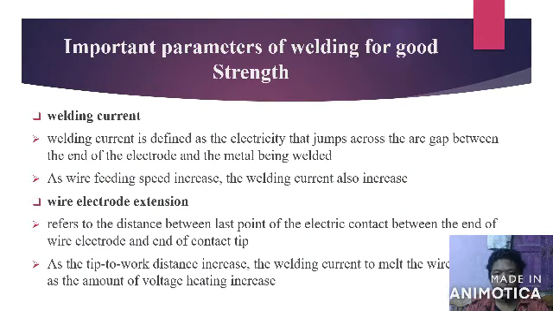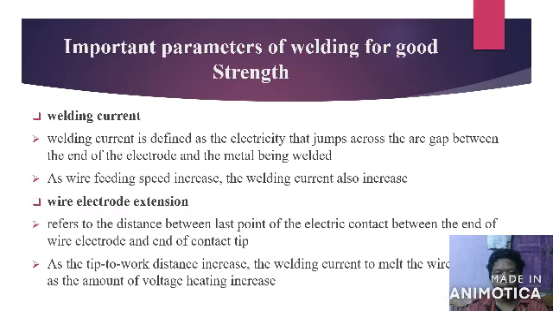For welding, there are important parameters that need to be taken care of for a good strength. First is welding current. Welding current is defined as electricity that jumps across the arc gap between the end of the electrode and the metal being welded. As wire speed increases, the welding current also increases.